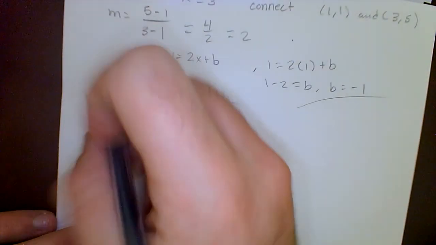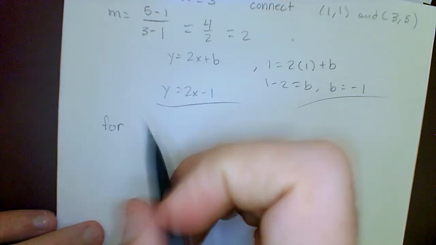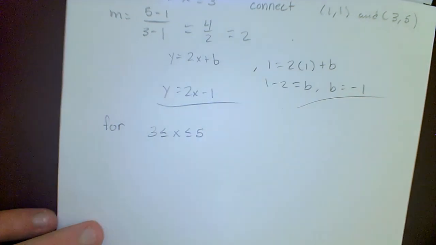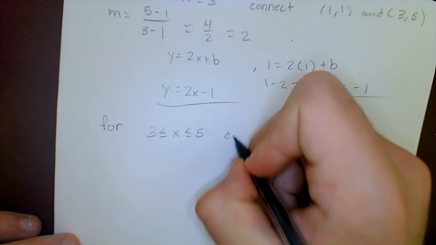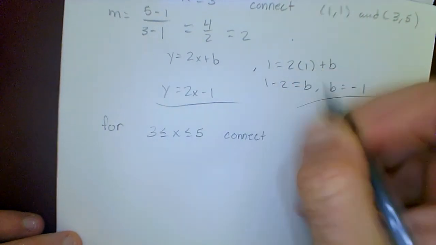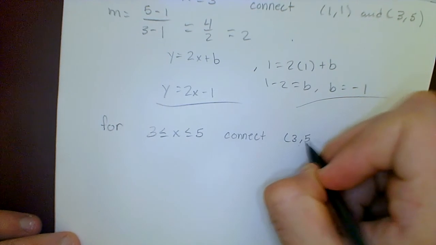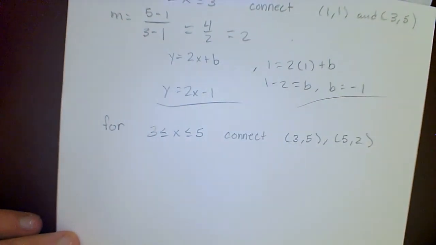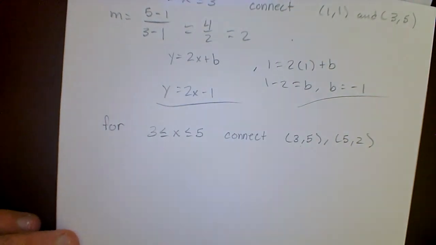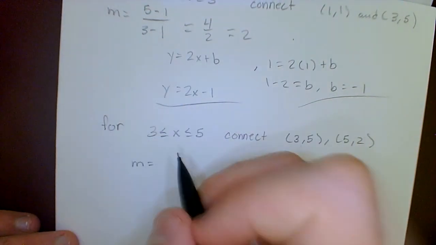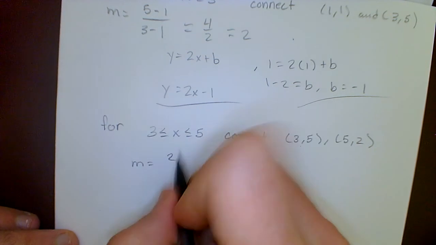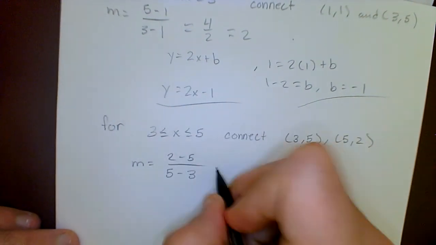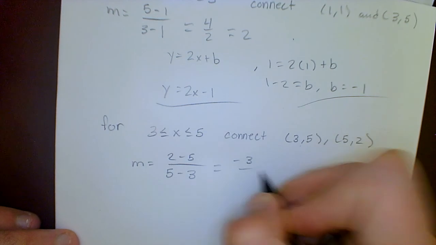Okay, what about the other interval? So what if we're going from 3 less than or equal to x less than or equal to 5? Well, then I have to connect 3 comma 5 and 5 comma 2. Okay, so m, we've already seen this on the graph, but m is going to be 2 minus 5 divided by 5 minus 3. So that's negative 3 over 2.